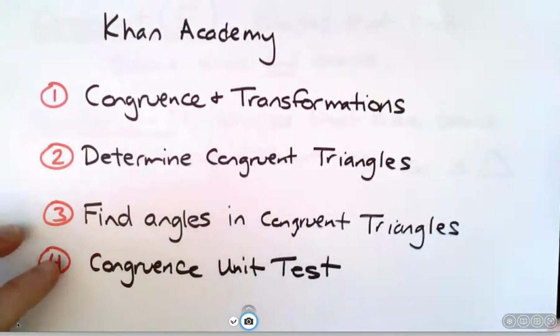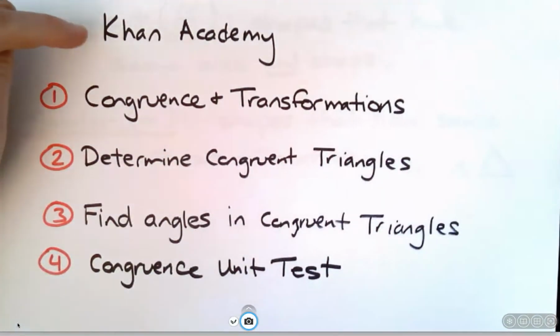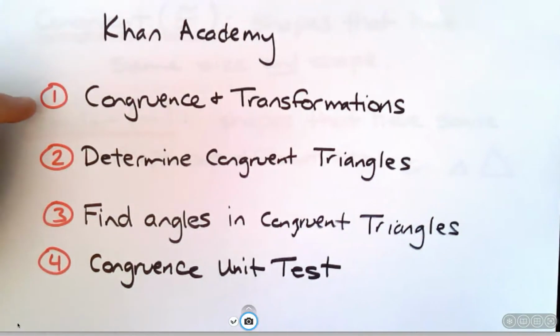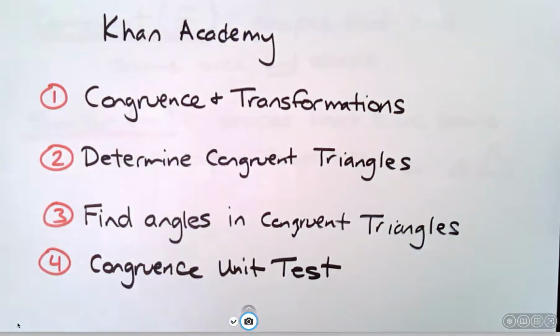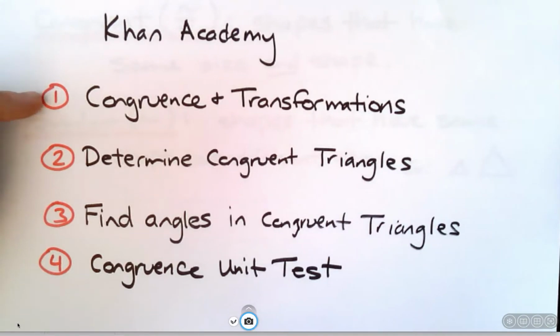When you're done with this video, you should be able to go on Khan Academy and complete these 4 assignments without having to watch all the million videos that I assigned you, although they are there if you want to watch them. So first we're going to review congruence and transformations. Then we're going to see how we can determine congruent triangles given some theorems.